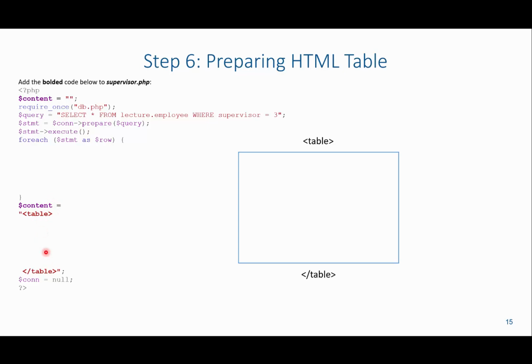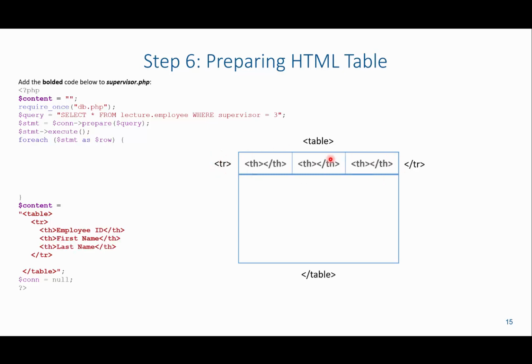So we're going to open the table and we're going to close the table. That is basically going to create the outside perimeter of a table in our HTML web page. Inside this table, we're going to have rows. This is represented using tr. So we're going to open the tr tag and close the tr tag. This tr tag is going to create one row. Inside of this row, we're going to have 3 THs. This stands for table header. So we have an employee ID, first name, and last name. Employee ID would go here, first name would go here, and last name would go here.